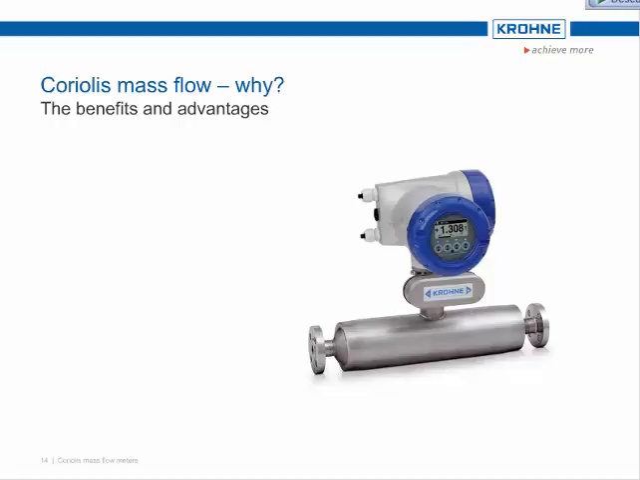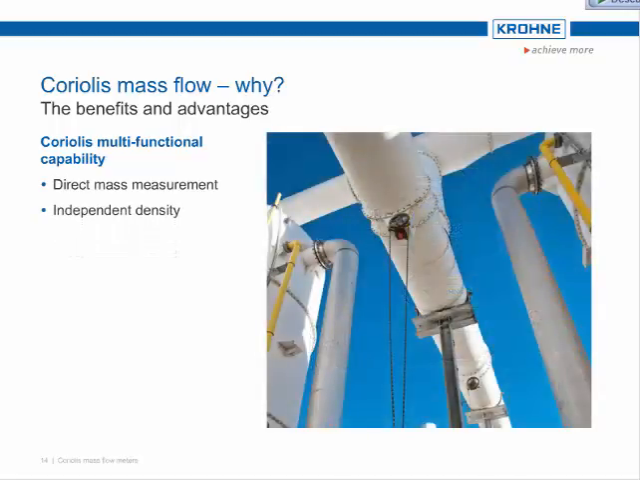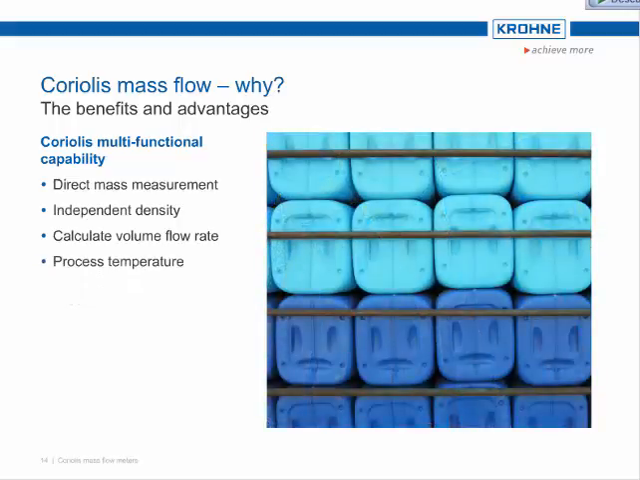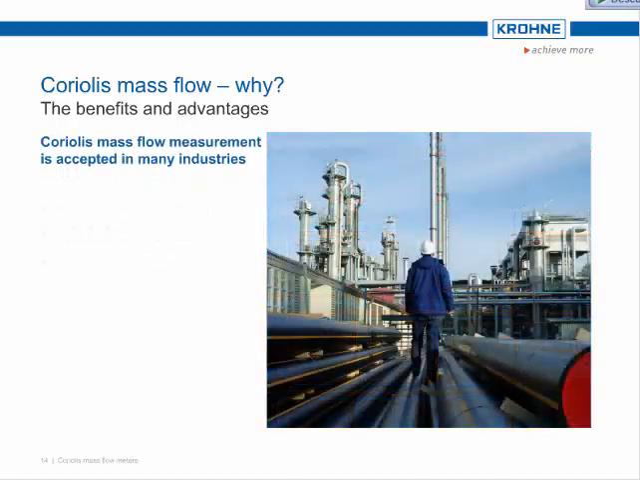Why use Coriolis mass flow meters? Coriolis mass flow meters are multifunctional instruments, offering direct mass flow measurement for liquid and gas applications, with the versatility to independently measure density and calculate volume flow rate. With the third independent measurement of process temperature, the modern mass flow meter also has the capability to calculate concentration algorithms. The technology has become accepted and now replaces legacy measurement methods.